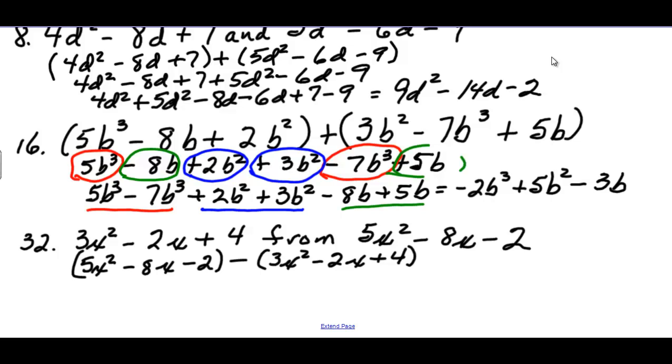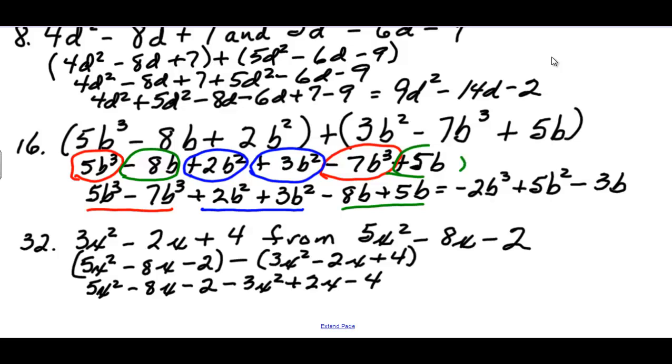And then from that, you are going to subtract the quantity 3x squared minus 2x plus 4. Now, when we do that, we can just rewrite the first part, 5x squared minus 8x minus 2. But since we're going through the second expression, the 3x squared minus 2x plus 4, we have to multiply minus 1 times each one of those. So minus times 3x squared becomes negative 3x squared. Then minus a negative 2x makes that positive 2x. Then minus times a positive 4 makes that a negative 4.